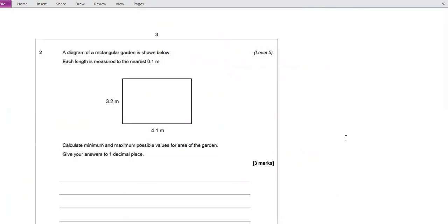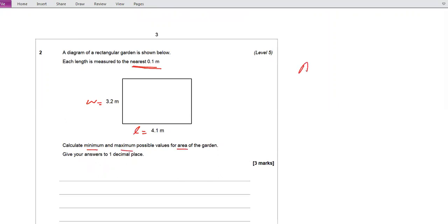Okay. Now next is the thing that I was talking about, the formulae that we write. A diagram of a rectangular garden is shown. Each length is measured to the nearest 0.1 meter. It means this is the degree of accuracy. Now this is length and this is width. Calculate the minimum and maximum possible values of area.